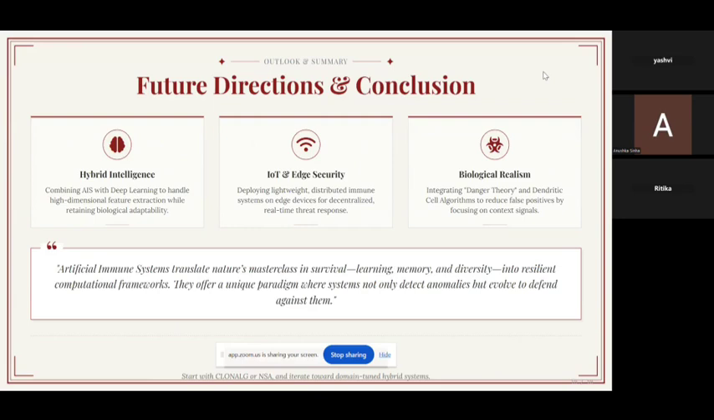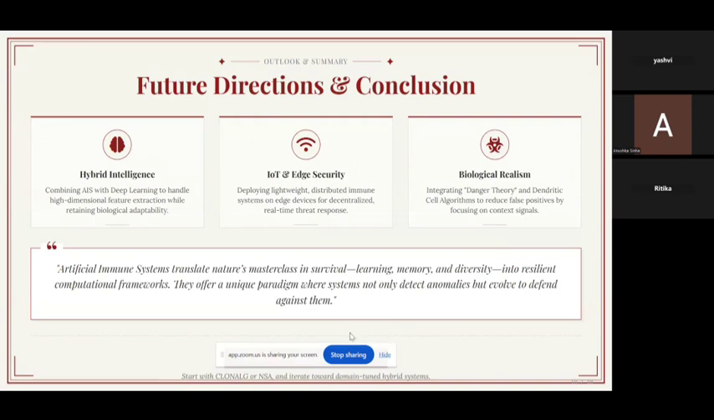in a distributed environment. Third is biological realism. Integrating concepts like danger theory and dendritic cell algorithms allows AIS to reduce false positives by focusing on the context rather than just patterns.